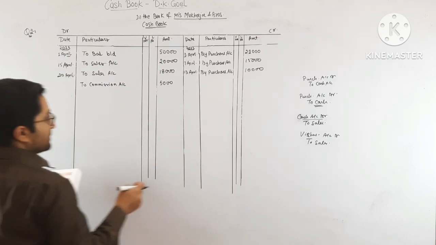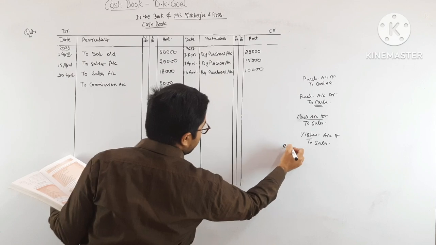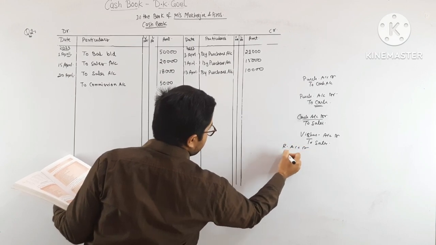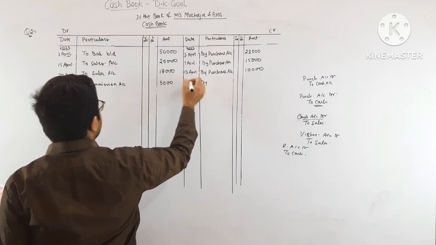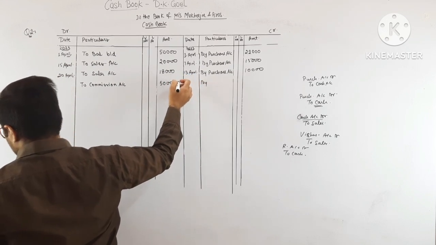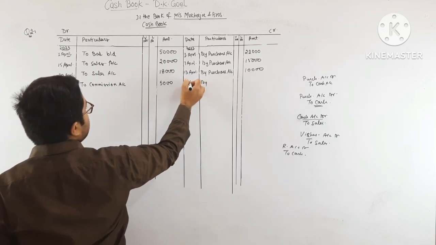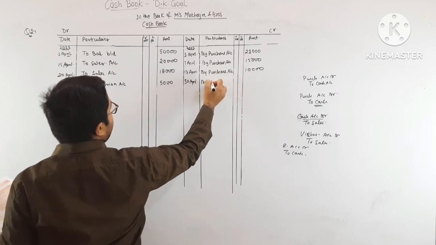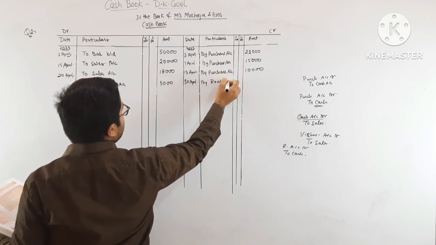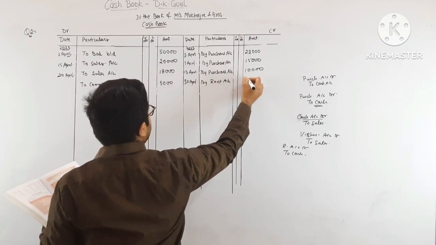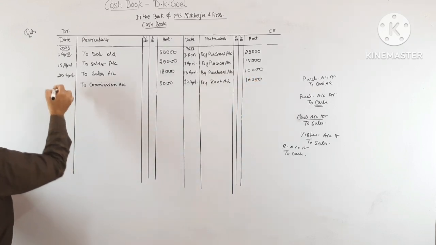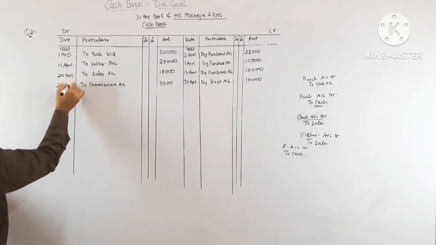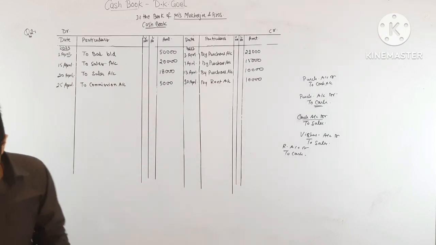Paid rent. So the entry will be what? Rent account debit to cash. So by rent account, 30 April, sorry, 30 April. By rent account 10,000. 25 April. Okay.